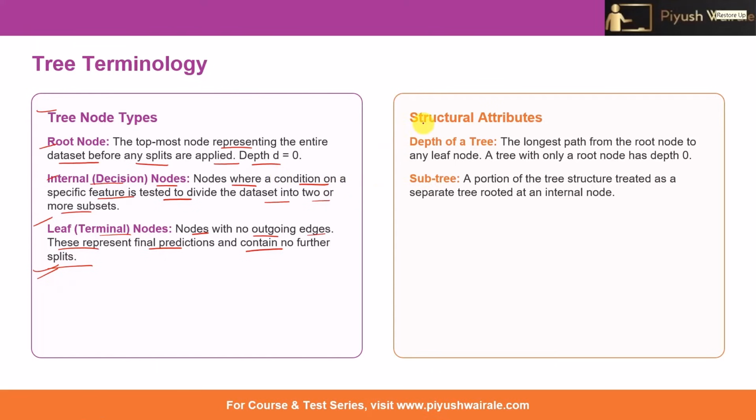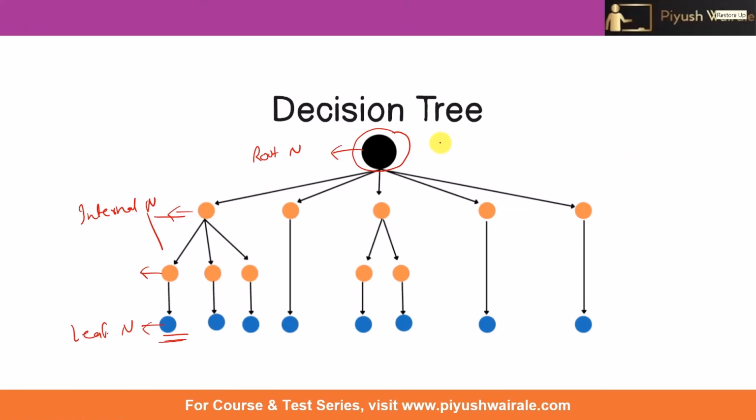Then come the structural attributes. Depth of a tree is the longest path from the root node to any leaf node. A tree with only a root node has depth 0. Basically, this is 0, then this is 1, then this is 2, and then this is 3. This is how you number the depth of a tree. The root node is at depth 0.